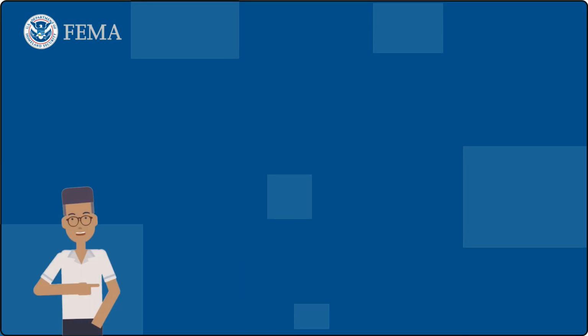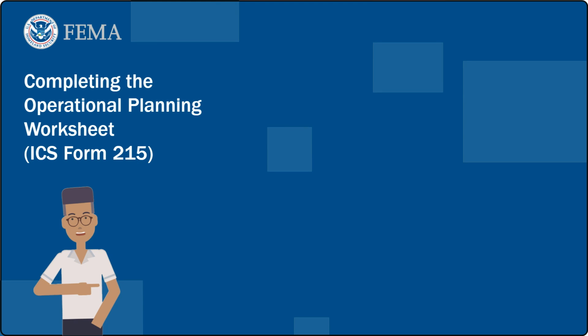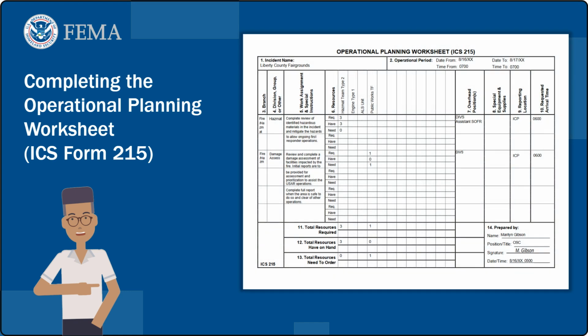In this video, we'll complete the Operational Planning Worksheet, ICS Form 215 together. The ICS Form 215 communicates the decisions made by the Operations Section Chief during the Tactics meeting concerning resource assignments and needs for the next operational period.